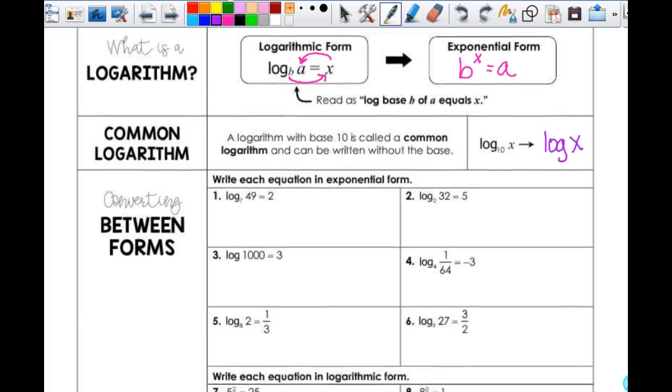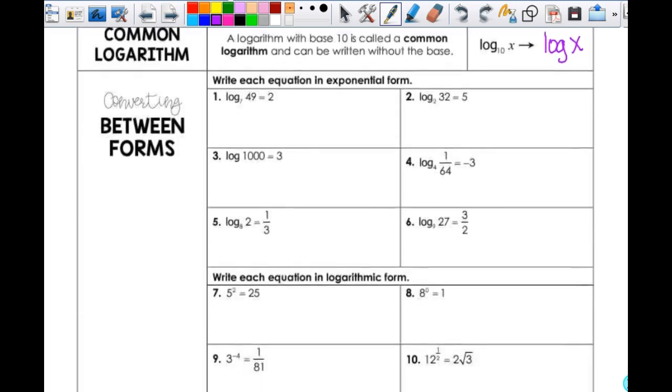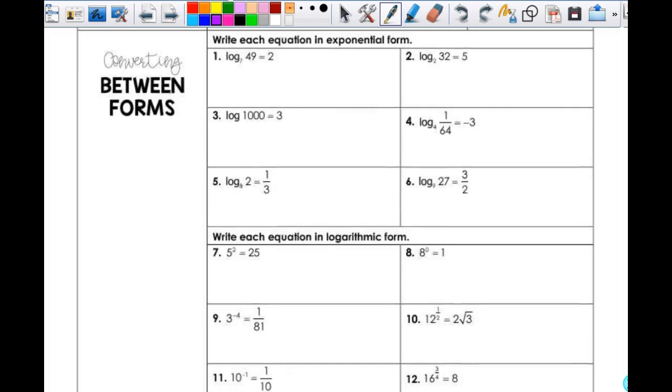All right, so the first few things that we do are going to be very basic. We're just rewriting. It says write each equation in exponential form. So this is a log equation, and we are rewriting in exponential form. This is log base 7 of 49 equals 2. So the base is 7, the exponent is 2, and that's equal to 49. We're not solving anything because there are no variables, right? You're just rewriting it. And then this becomes 2 to the 5th equals 32. Let's go ahead and do 3 through 6.